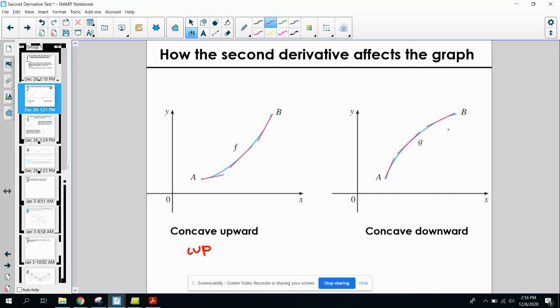I have a concave down function with function g over here, and that is going to look like a frown. So concave down looks like a frown. If I'm drawing my tangent lines and my tangent lines are above the curve, okay, so when I have tangent lines below the curve, I have concave up. When I have tangent lines above the curve, I have concave down.